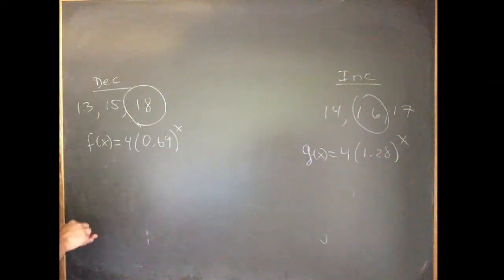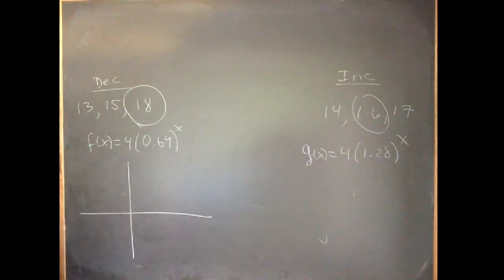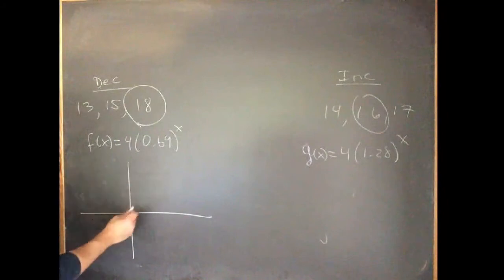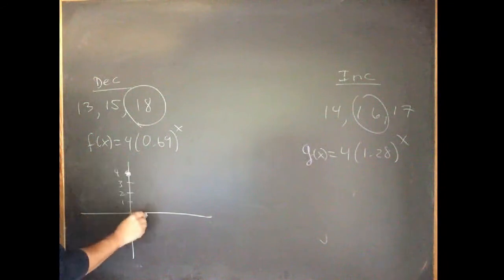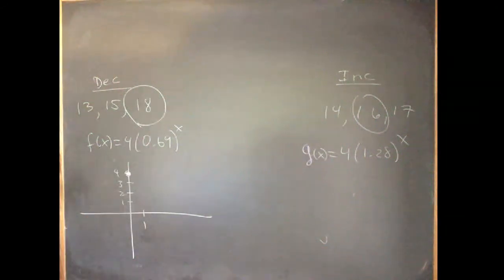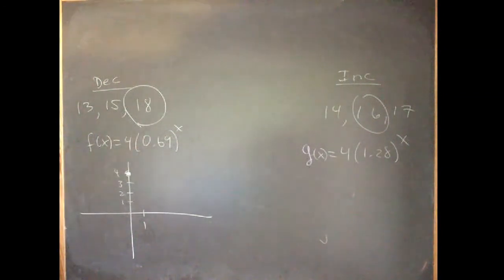So here, you should realize again that this whole thing is decreasing. It should have a horizontal asymptote at y equals 0, and the y-intercept is right here at 4. So here's 1, 2, 3, 4, okay? And then we can just think about what happens when we plug in 1. Well, when we plug in 1, we get 4 times 0.69. So we just need to take 4 times 0.69 and figure out what that is.